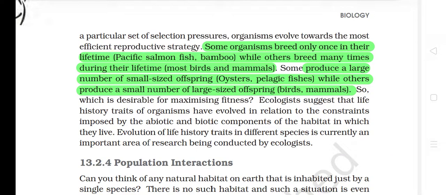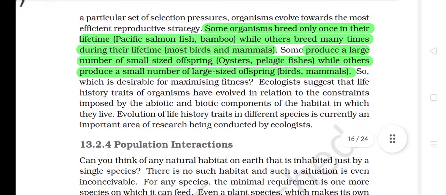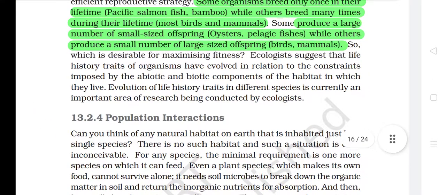Some organisms breed only once in their lifetime, like Pacific salmon fish and bamboo, while others breed many times during their lifetime, like most birds and mammals. Some produce a large number of small-sized offspring, like oysters and pelagic fishes, while others produce a small number of large-sized offspring, like birds and mammals. So, which is desirable for maximizing fitness?